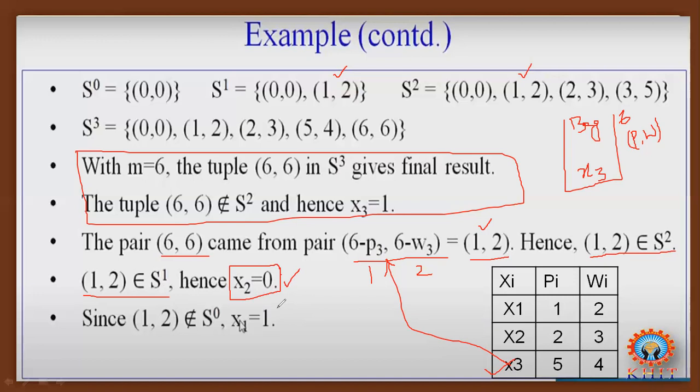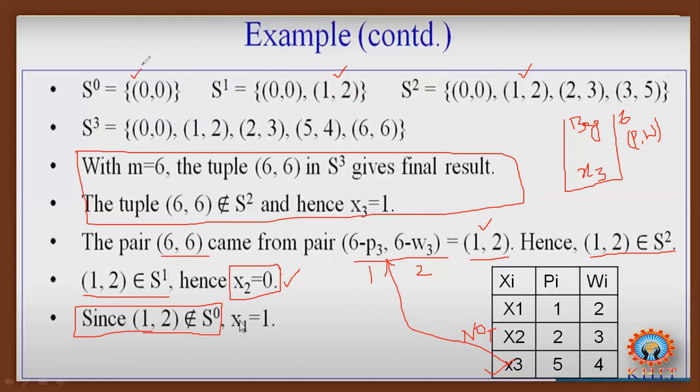I have not taken the second item. So the second item is not taken. Next, the same pair 1 comma 2 is available in S2 and S1 also, but check whether it is available in S power 0. If you observe S power 0, the pair 1 comma 2 is not available in S power 0.